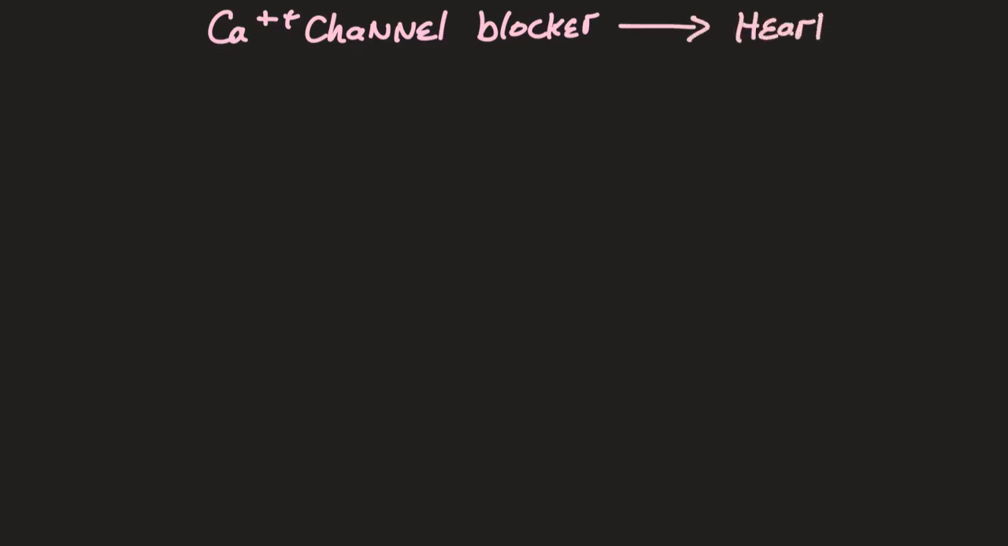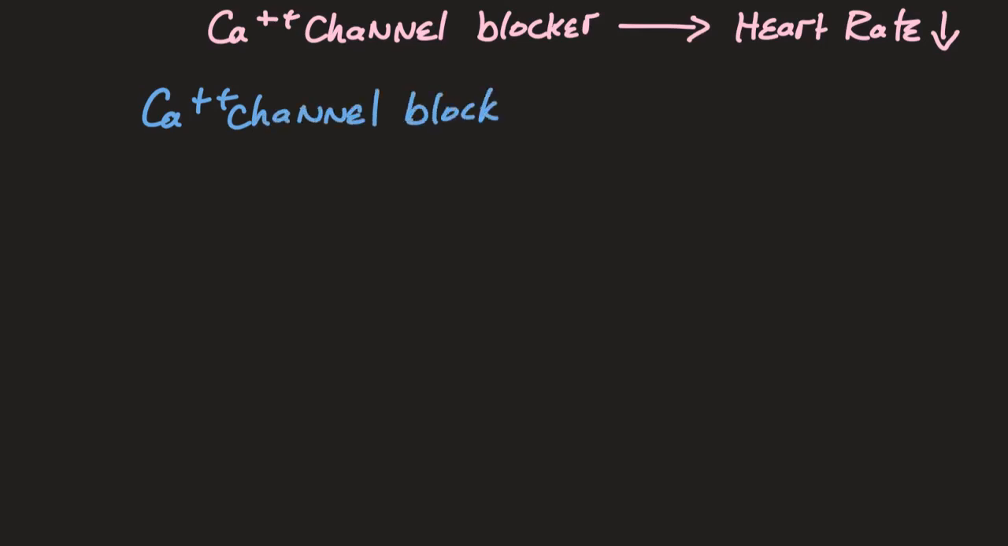The term arrhythmia means irregular heart rate. This can come in two forms: bradycardia, which means a slower than normal heart rate, or tachycardia, which is faster than normal heart rate. People with tachycardia are often prescribed calcium channel blockers that will lower the heart rate and bring it back to normal. So let's take a look at how calcium channel blockers lower the heart rate.